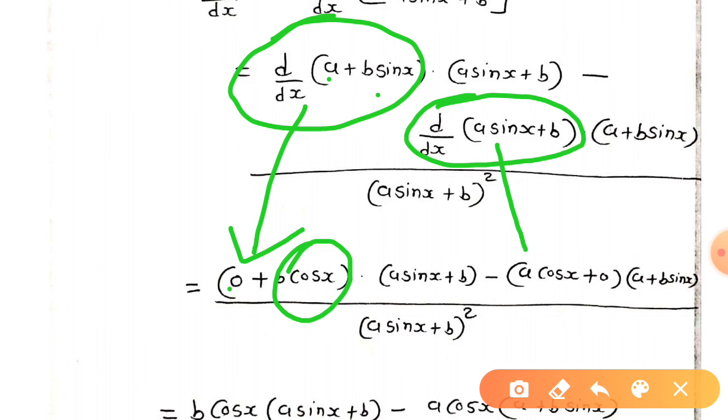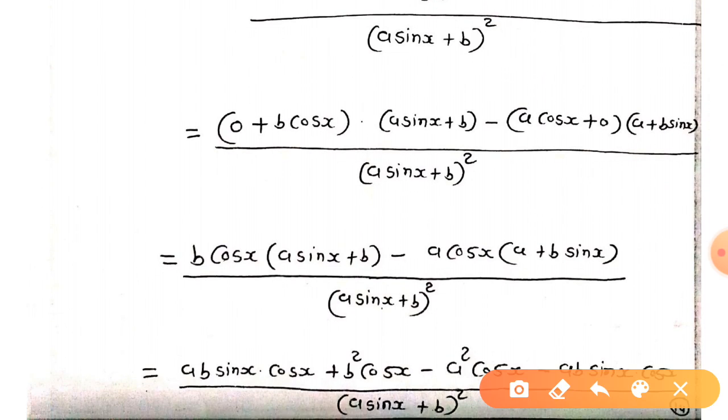a sin x નું differentiation શું થશે, a cos x. b નું differentiation શું થશે, 0 થશે. બંને ટર્મનો ઉપયોગ કરીને observe here, 0 plus b cos x. 0 plus b cos x ની simplification શું થશે? It is nothing but the b cos x.